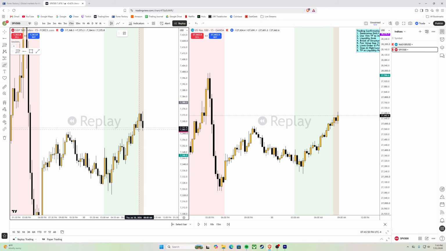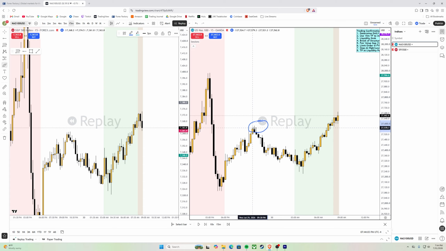We want to see price go up into some sort of previous high, clear it, and then take price lower. Same idea with the NAS. We want a previous high. This one's already taken out, but we want some sort of previous high to get taken out: price goes above it and then shoots down.